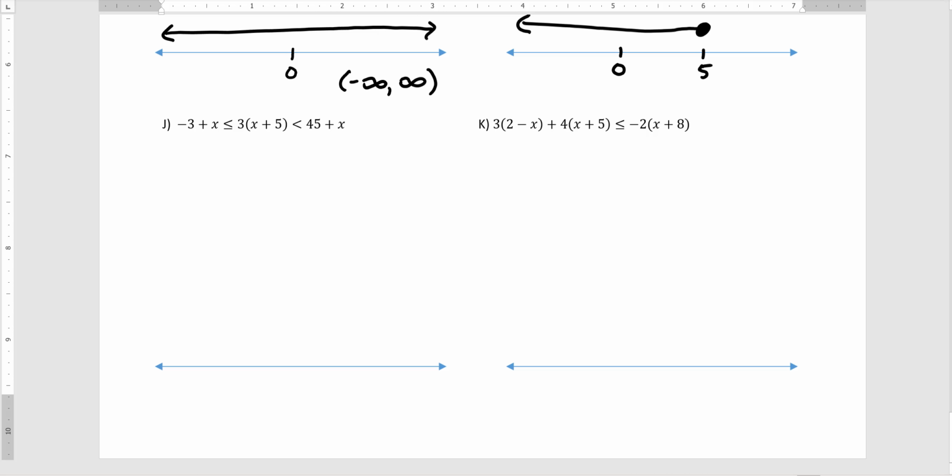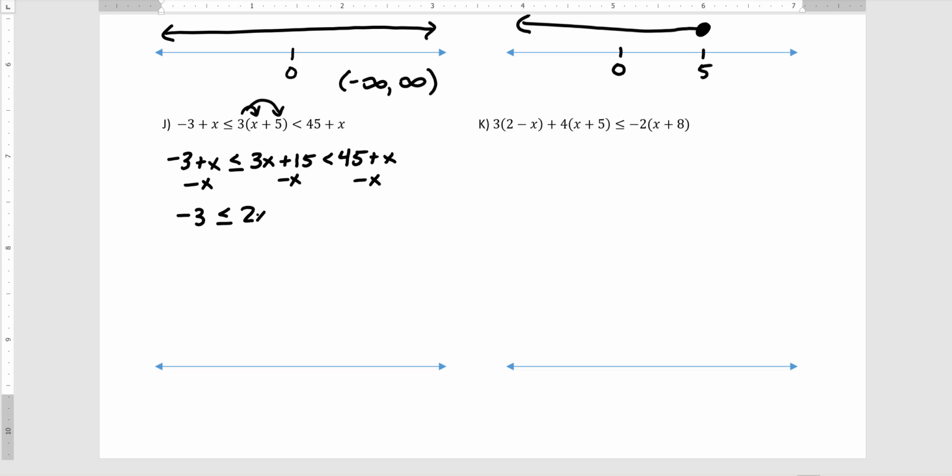All right, looking at letter J, we have this compound inequality, right? Which means whatever we do to one side, we're going to have to do to all the others. So let's start by distributing this 3. When we put that in there, we'll have -3 plus x is less than or equal to 3x plus 15, which is less than 45 plus x. All right, so I'm going to start by getting all my x's in this center inequality. That's always a goal if this is the case. So we'll subtract x from all 3 expressions here. When I do that, I'll have -3 is less than or equal to now 2x plus 15, which is less than now 45. All right, so we have that x in the middle.